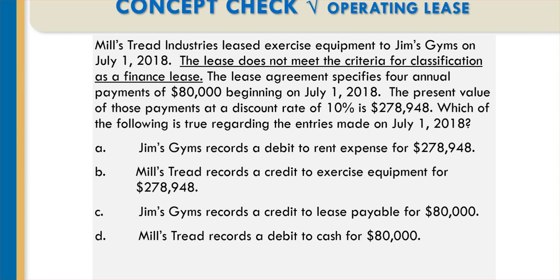So here we know it's an operating lease. What can you say about an operating lease? Well, the Jim's records a debit to rent expense for a total amount of the present value. Does that make any sense to anyone at all? Would it be called rent expense? We would never take the total of the present value to rent expense. You just would never do that. This is the present value. This isn't even the payments.